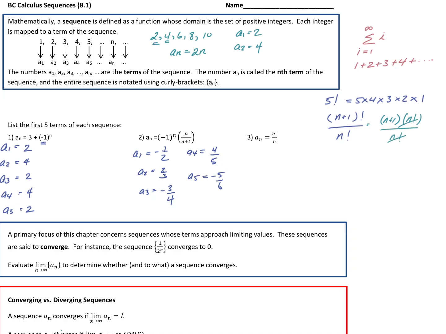That would cancel. But they just want the terms, so this would be a sub 1. You get 1. A sub 2, you're also going to get 1 because we get 2 factorial over 2. 2 times 1 over 2, we get 1. A sub 3 is 2. A sub 4 is 6. And then a sub 5 is 24.